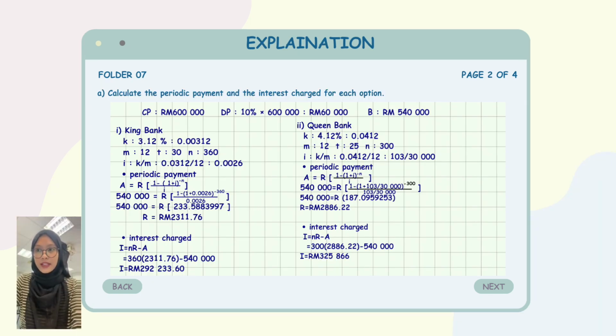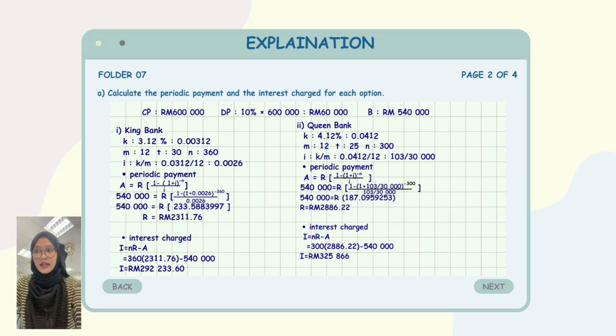Okay, now I will explain case study 2. Mr. Faisal, a senior engineer at Mega Holding, is planning to buy a house costing 900,000, which requires him to pay a 10% down payment. To finance the remaining balance, he has decided to take a loan from a bank that offers the best option. The first option, King Bank, is 9.12% interest compounded monthly for 30 years. The second option is Queen Bank, which is 4.12% interest compounded monthly for 25 years.